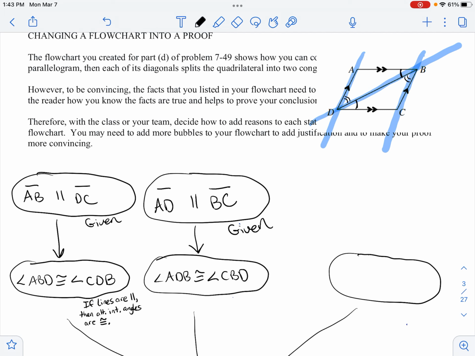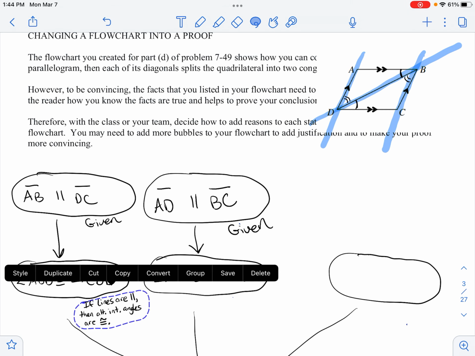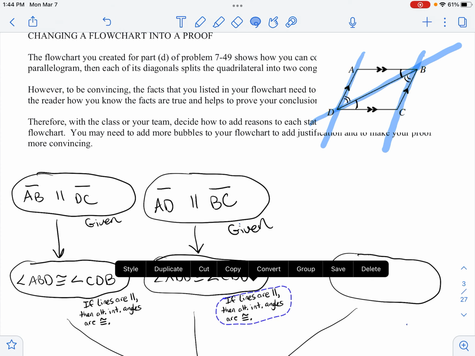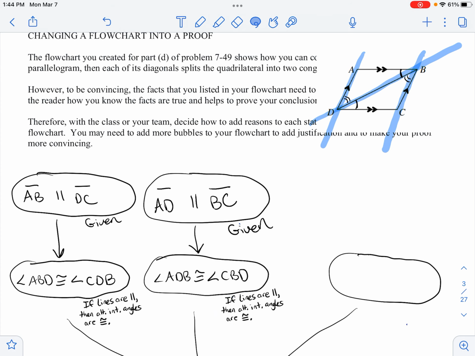So because the lines are parallel, I can prove that angle ADB is congruent to angle CBD. And how do I know that? Because if the lines are parallel, then alternate interior angles are congruent. So you can either recopy this word by word, or you can copy and paste here because they have the same reason. We know that because if lines are parallel, then alternate interior angles are congruent. So we're giving a reason after every bubble. Now, we've used all of the given information, so I'm going to erase those blue lines here.